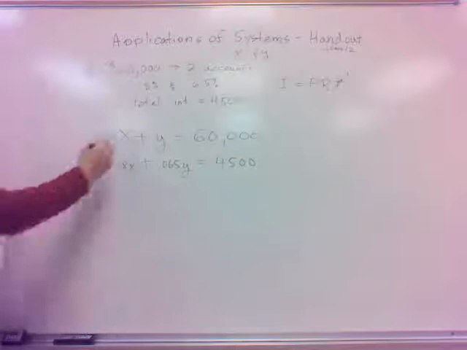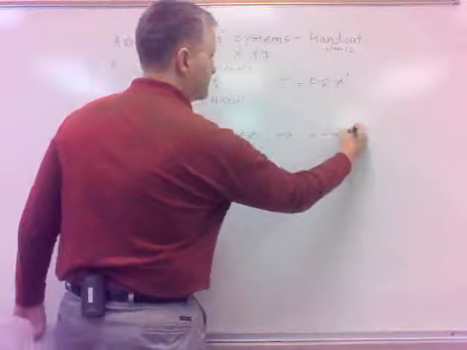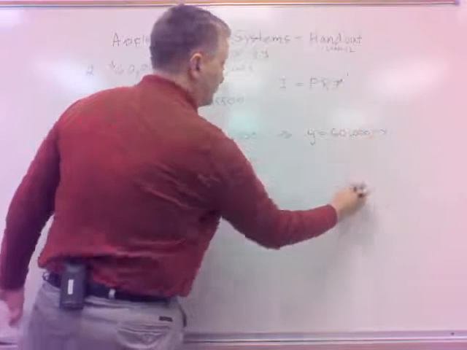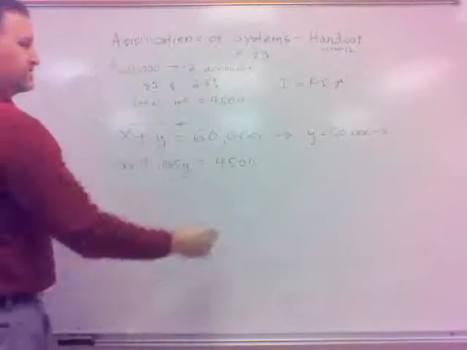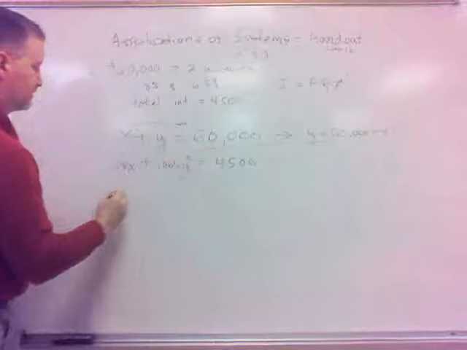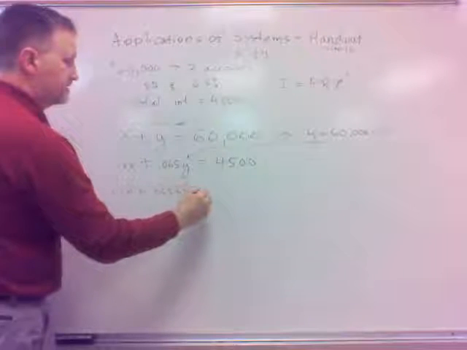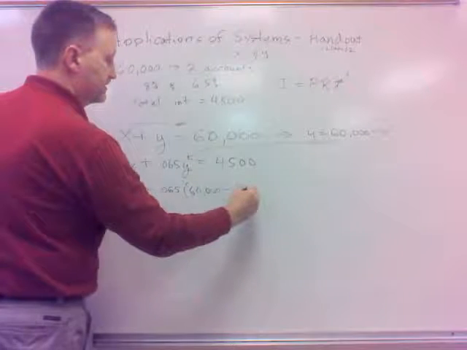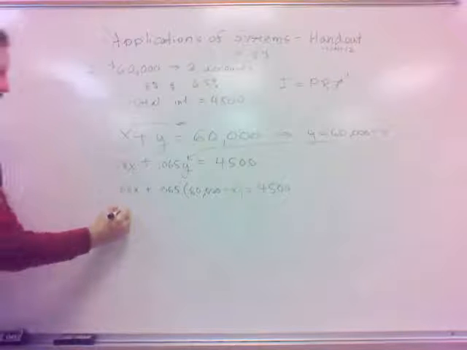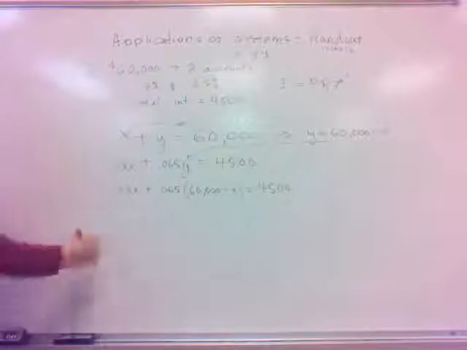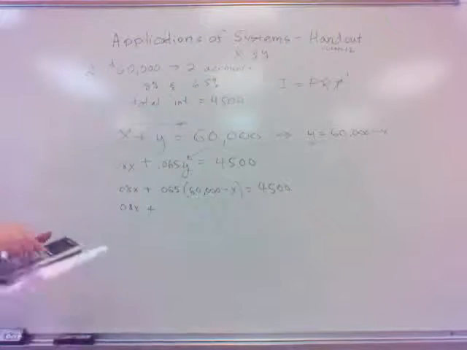If I just move the X over here and make it Y equals 60,000 minus X, then I can plug in for Y the 60,000 minus X. So it'd be 0.08X plus 0.065 times 60,000 minus X equals 4,500. Six of one, half a dozen of the other, right? Works either way.